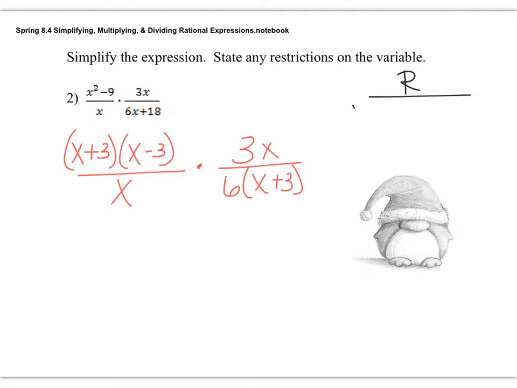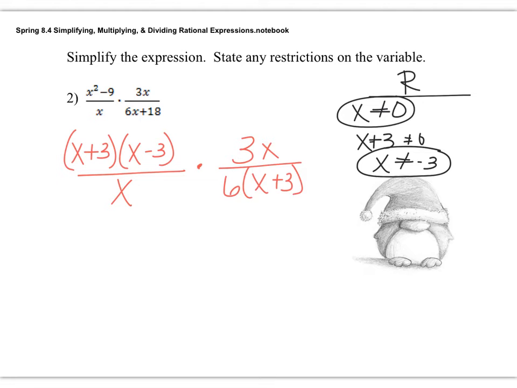So my denominators, I have x cannot be 0. That one's done. The next one, I have a 6. Remember, x marks the spot. Their baby brother on that case, he doesn't mean anything to me. So then I have an x plus 3, which cannot be 0. So x cannot be negative 3.